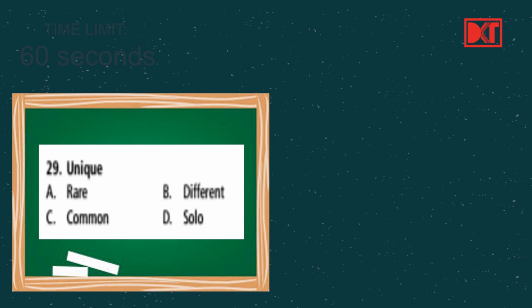Alright, so the next word is unique. Here the options for its antonyms are A. Rare, B. Different, C. Common, D. Solo. So here the antonym of unique is common.